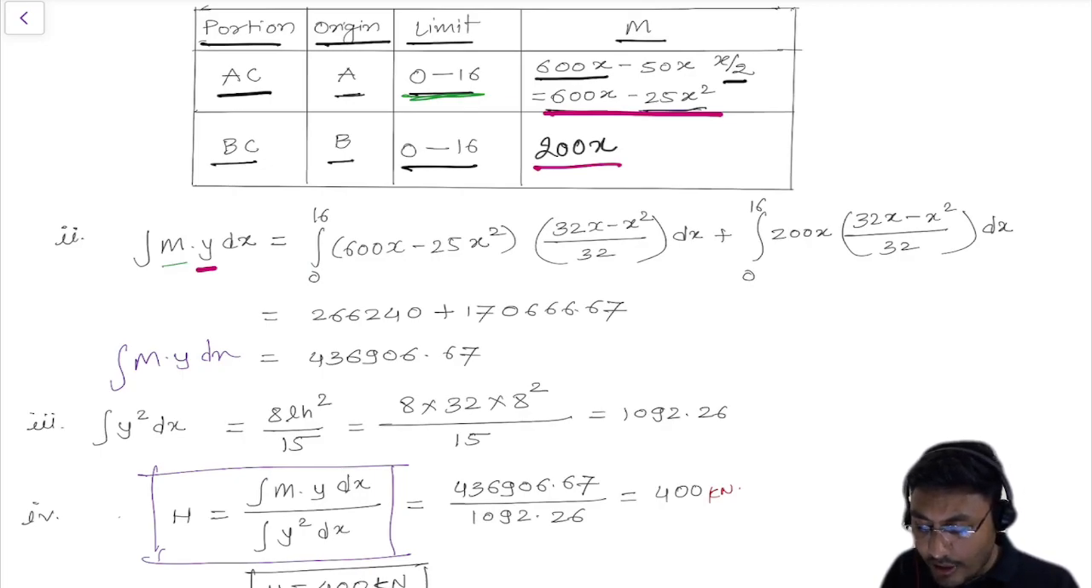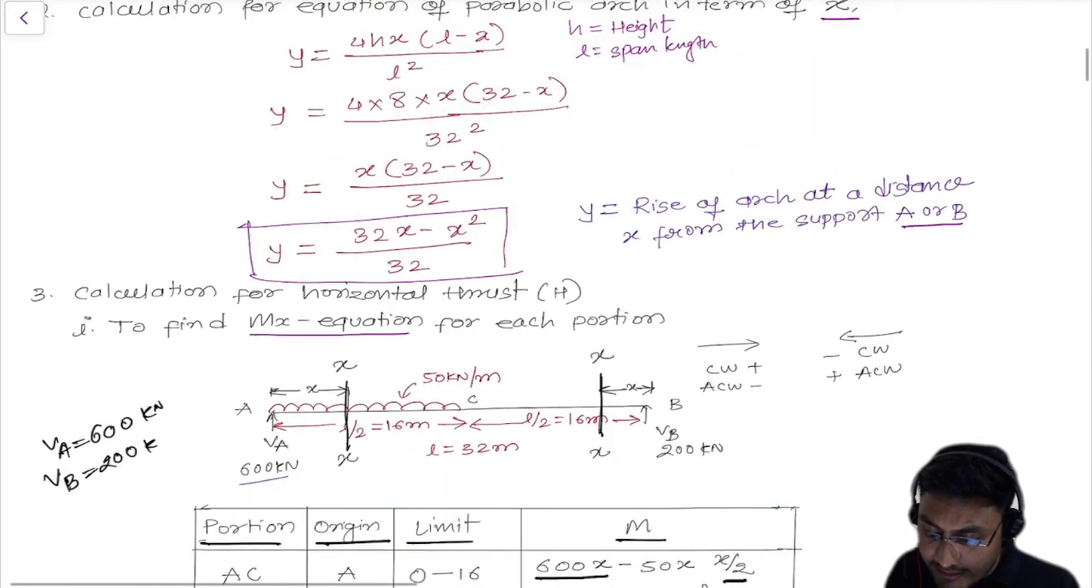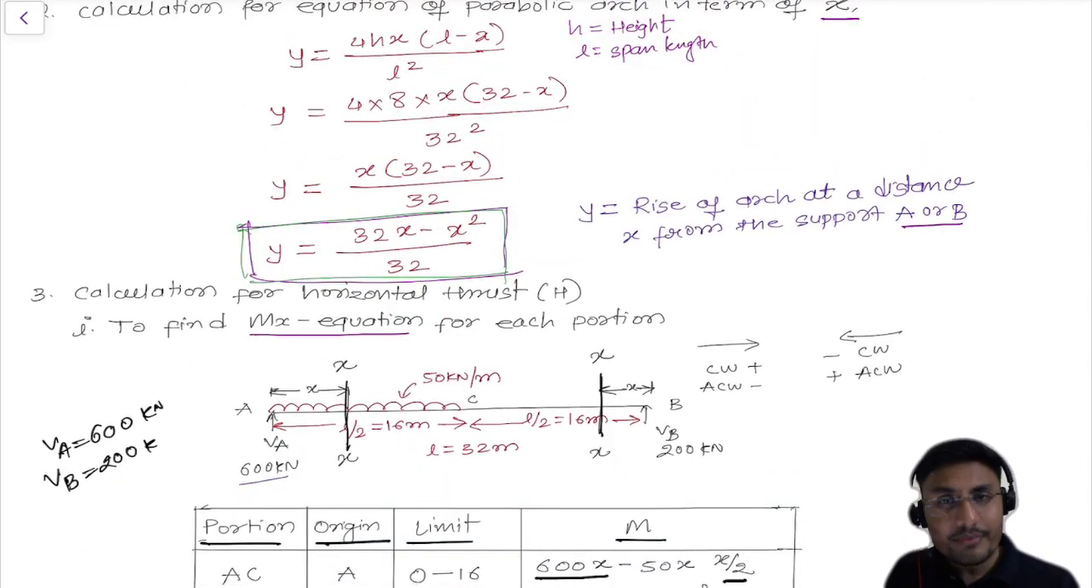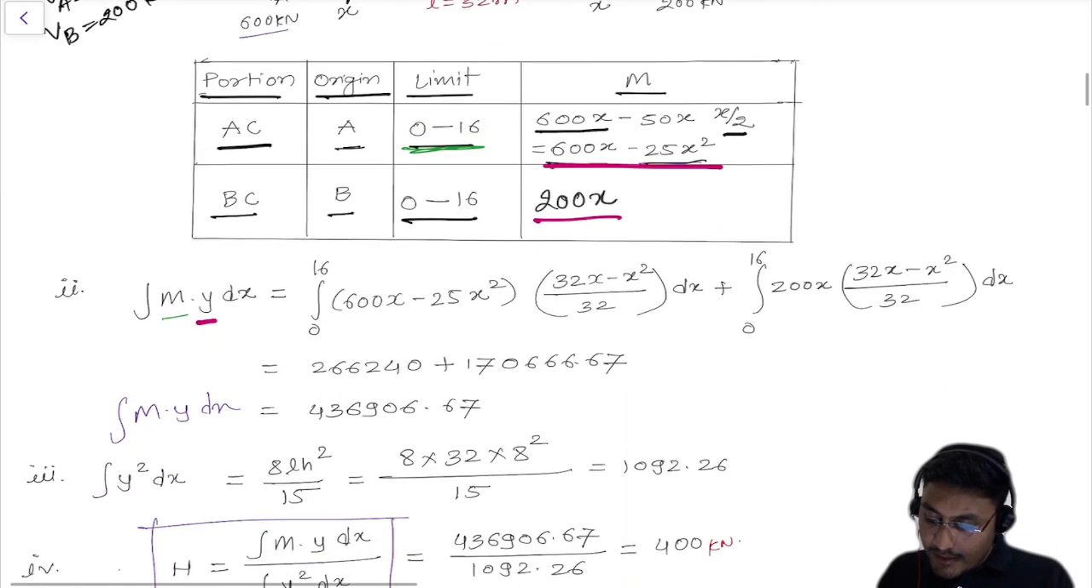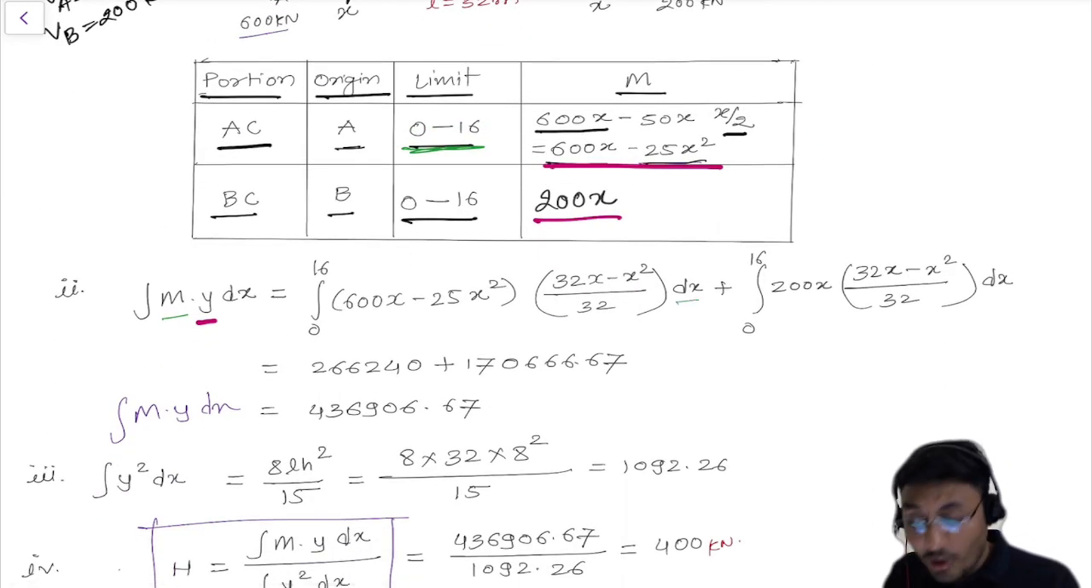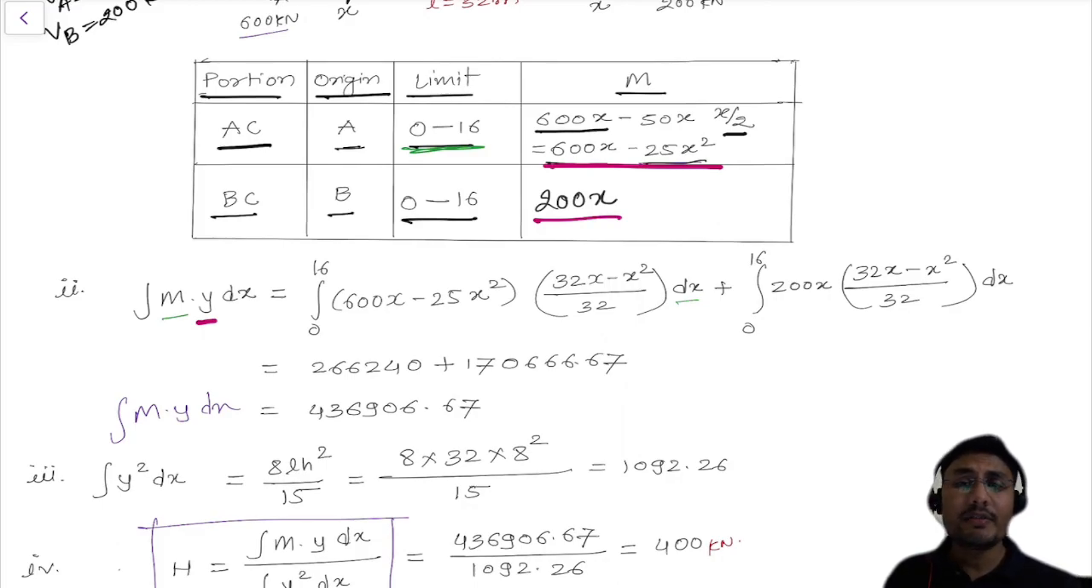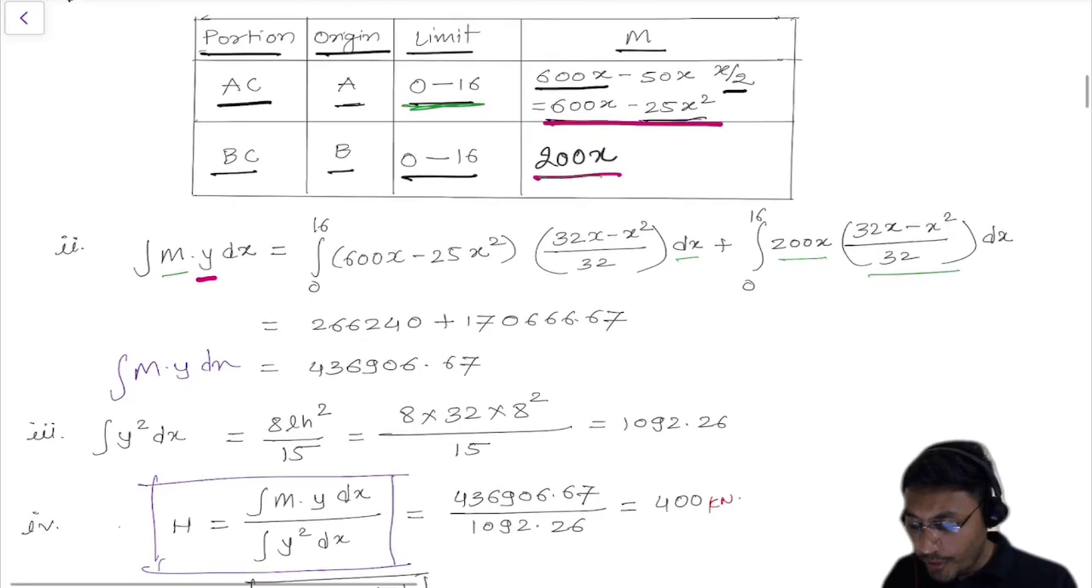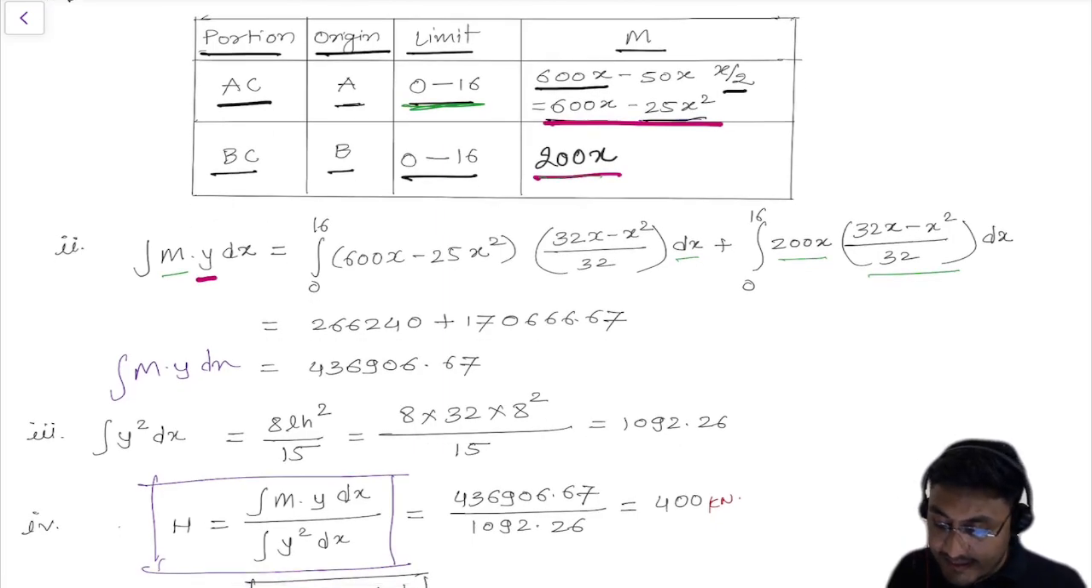First let's write down the moment equation, which is 600x minus 25x square, into the value of y. We have calculated this is the value of y. So moment into y into dx. Don't forget to write down this dx, otherwise it will not be considered an integration. Plus, again, for the rise span, integration of 0 to 16, 200x is the moment equation, and the value of y into dx.